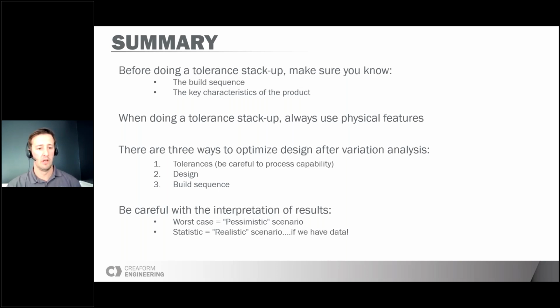This is really important. After the tolerance stack-up is made, you've made your analysis and you get the results, you get three ways to optimize the design. One, change the tolerances, but be careful of process capability. Second, change the design, and third, try to change the build sequence. But once again, be careful with the impacts this can have on manufacturing.